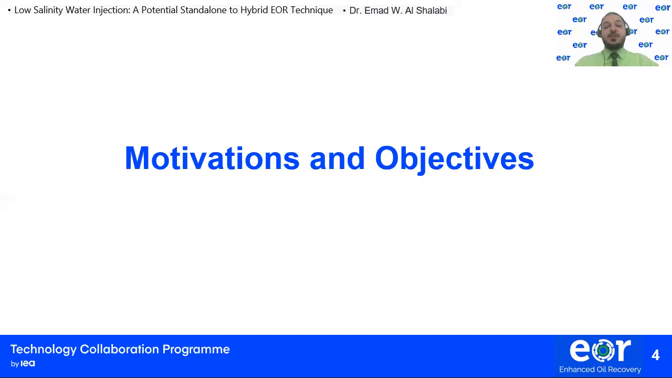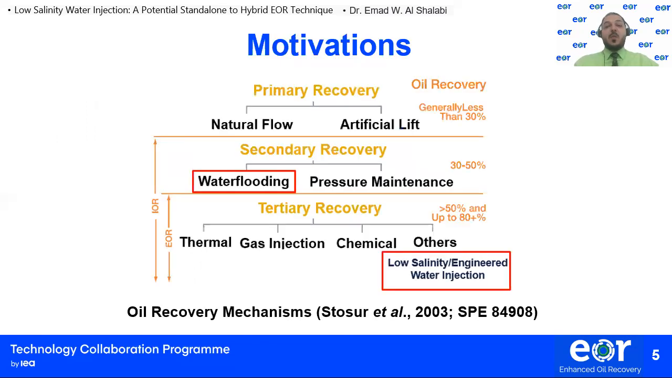So starting with the motivations and objectives, well, we know that every reservoir goes through three recovery stages. First, the primary recovery, which is mainly based on depleting the natural energy of this reservoir. Then after that, we go through the secondary recovery, which is more or less based on pressure maintenance of the reservoir. And after that, we move to tertiary recovery methods, or what we call enhanced oil recovery methods.